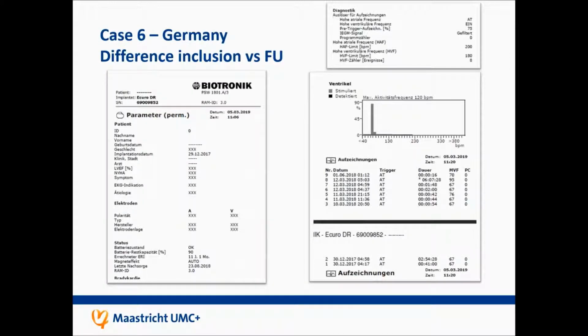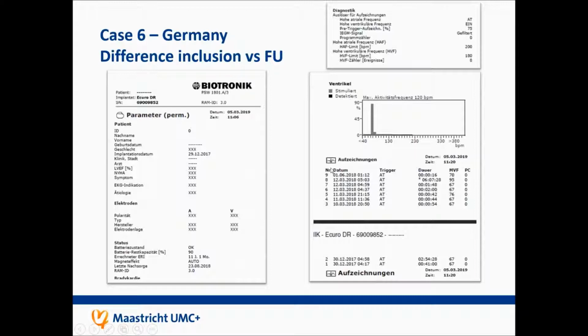Another example from Germany is a Biotronik device. We see here that the atrial high weight cutoff has been programmed at 200 beats per minute. That's too high. So this has to be reprogrammed to 170 beats per minute. And when we look at the episode list, the last checkup in the hospital was the 23rd August 2018. There are 9 episodes recorded, but all those 9 episodes were before the last checkup in the hospital. So these are old recordings.